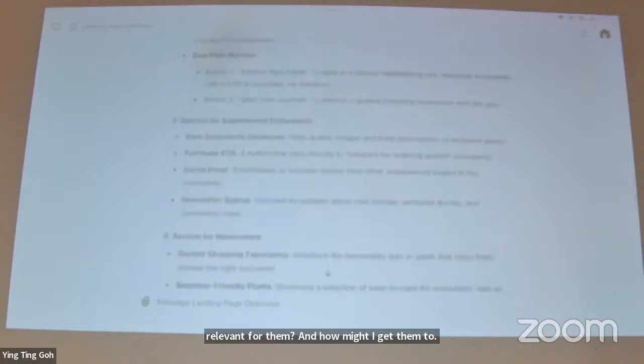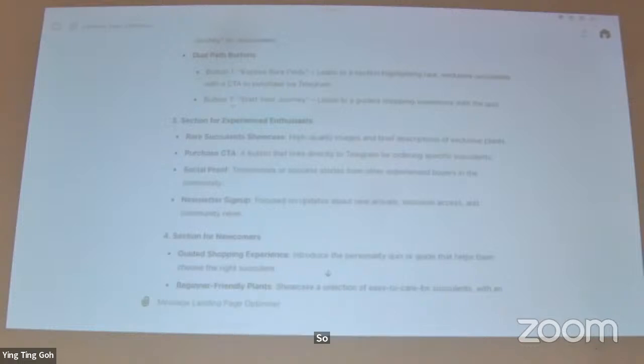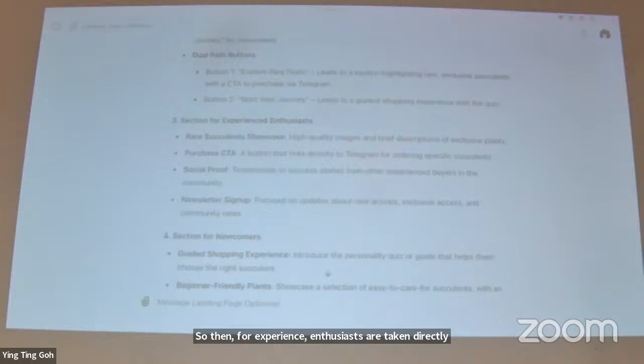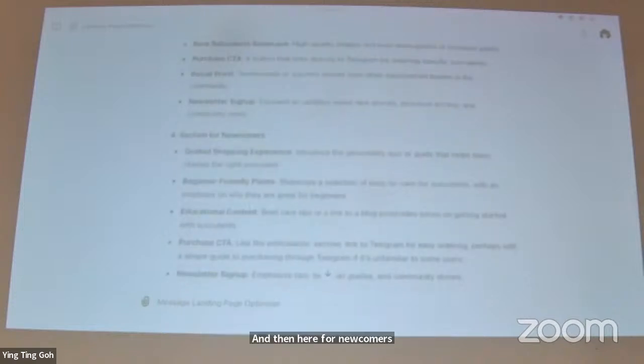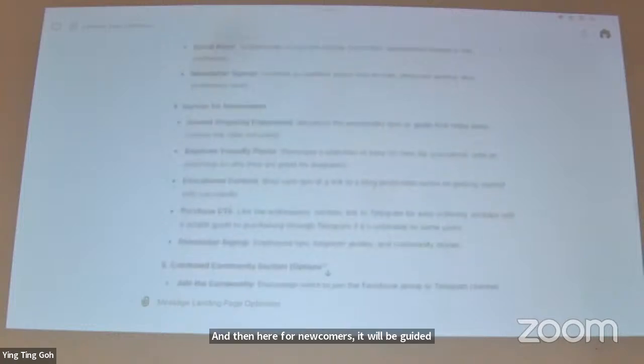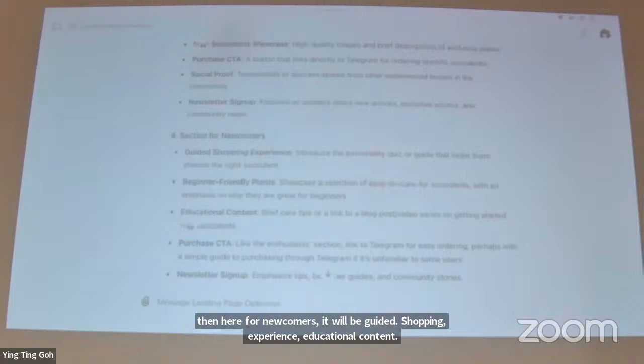So then experienced enthusiasts are taken directly to this section where there'll be like a rare succulent showcase, a purchase call to action, social proof, and a newsletter sign up. And then here for newcomers, it will be a guided shopping experience, beginner-friendly plans, educational content, and a purchase call to action. So you can see in both sections, it has a purchase call to action, which is the primary objective of the landing page. And then it's saying newsletter sign up.